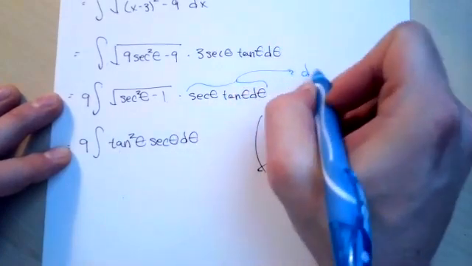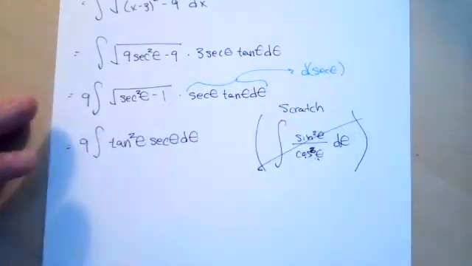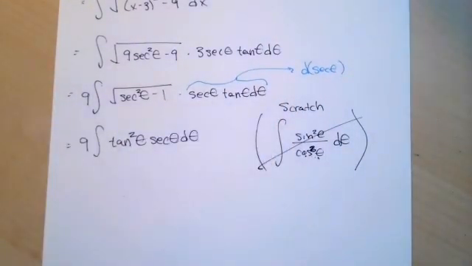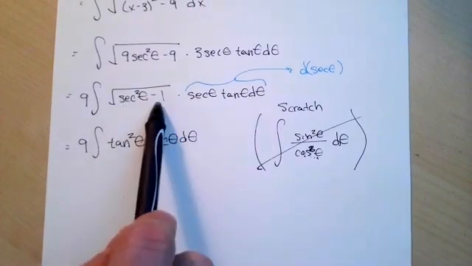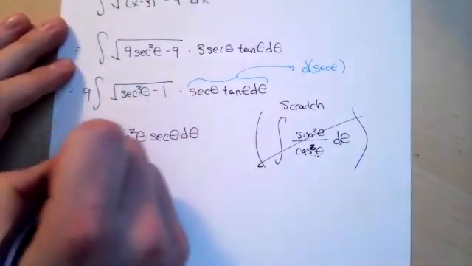I'm going to write this as d secant theta. All right, derivative of secant theta is secant tangent d theta. And moreover, what else do we have in the problem at this point? We have secant squared minus 1 over here. So let's try this.